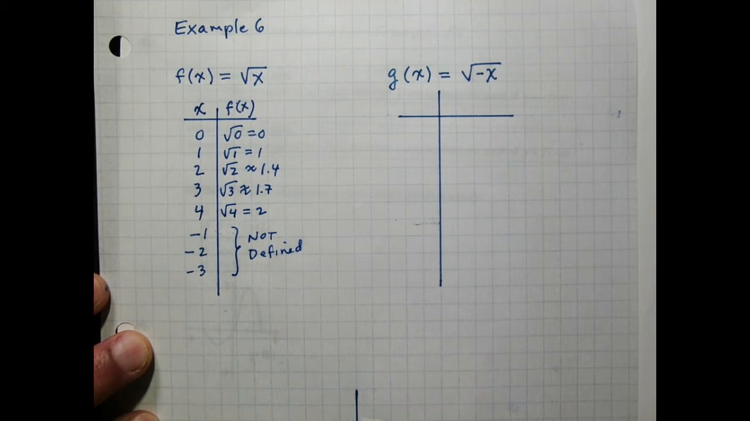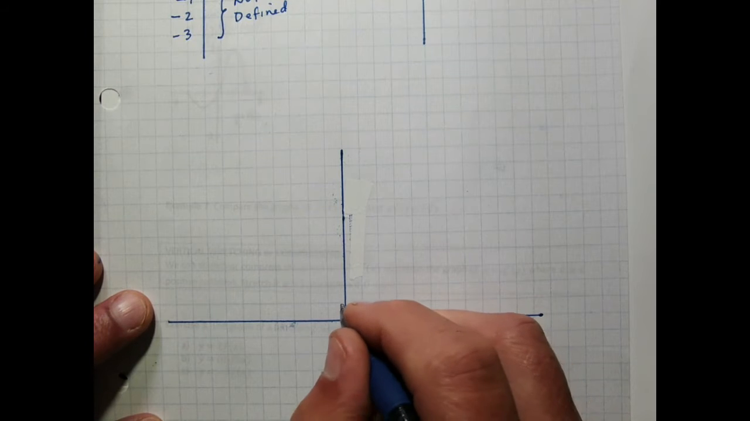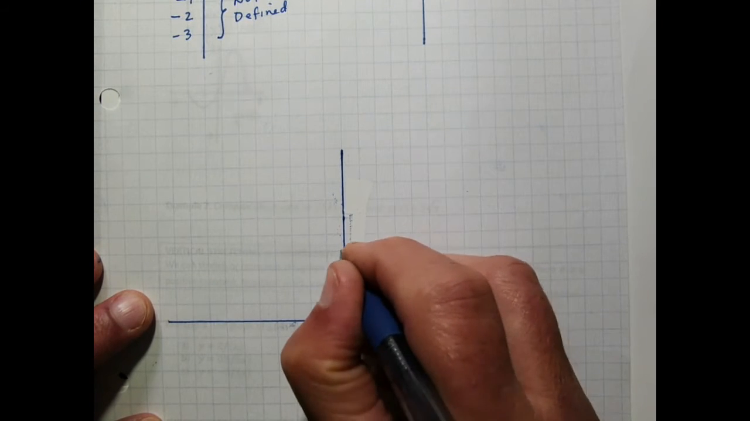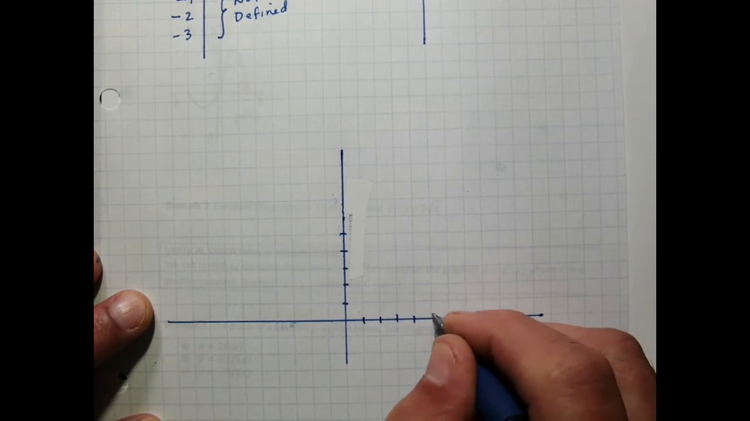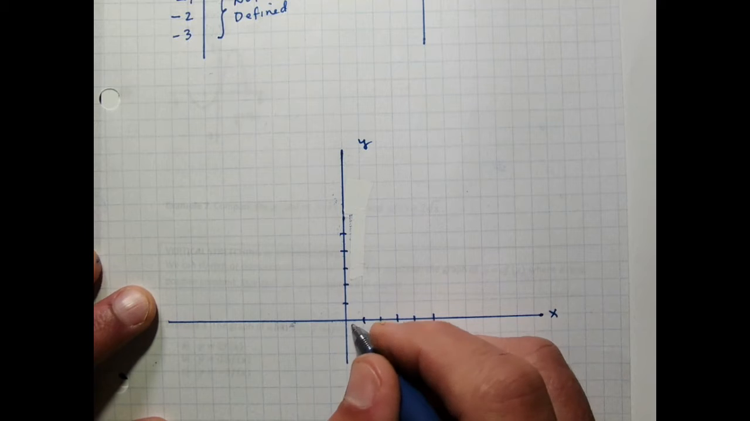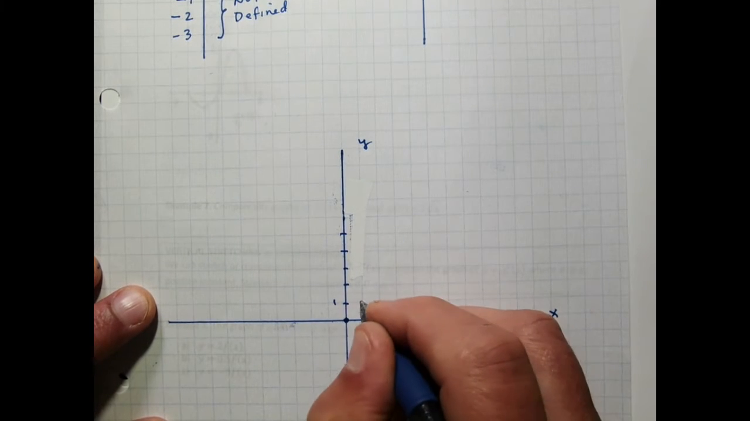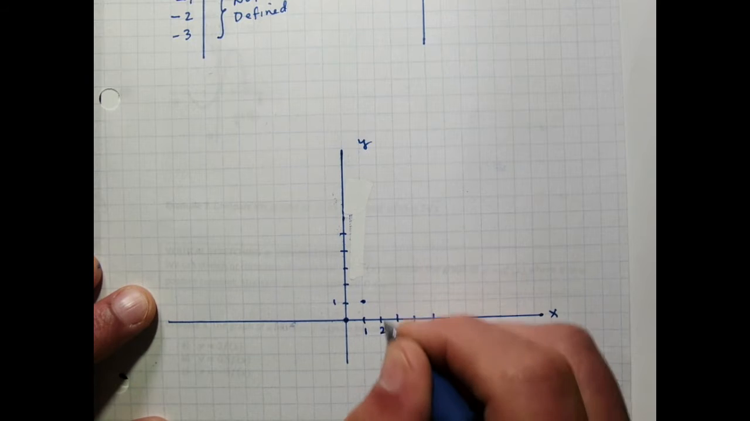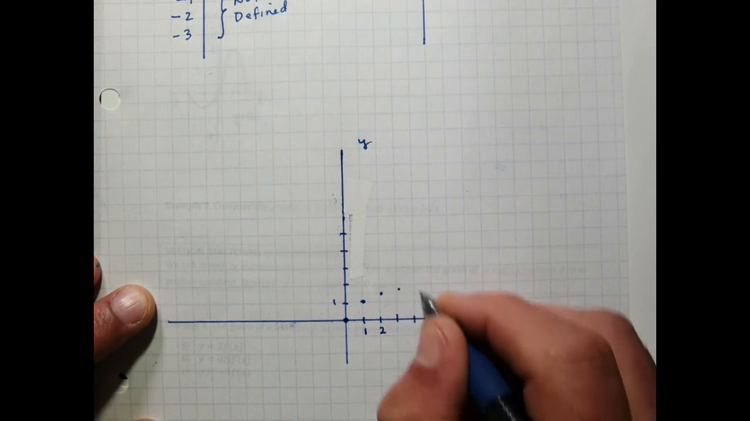All right, so let's just go ahead and sketch our graph. We've been doing that with each one of these. Let's sketch the graph of f first. So I have my axes set up for x and y here. 0, 0, 1, 1, 2, 1.4, 3, 1.7, 4, 2.